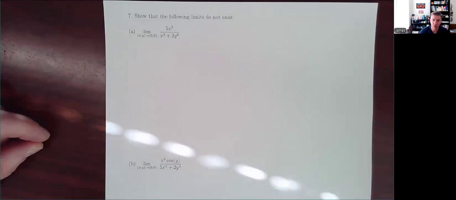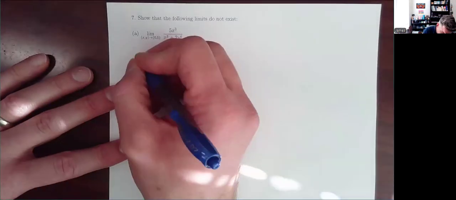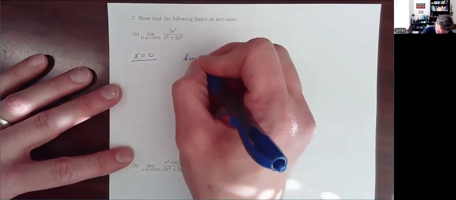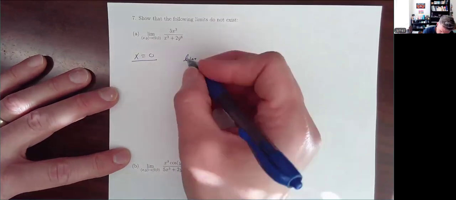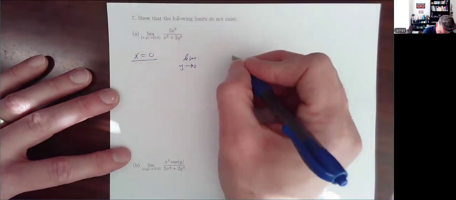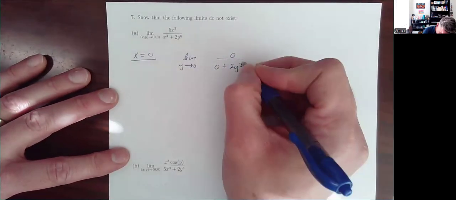Show the following limits do not exist. Cool. So you should always try either x equal to 0 or y equal to 0, and sometimes both. So we try x equal to 0 here. Let's see what happens. When I do x equals 0, I'm just taking the limit as y approaches 0, because x is already 0, of 0 divided by 0 plus 2y to the sixth.